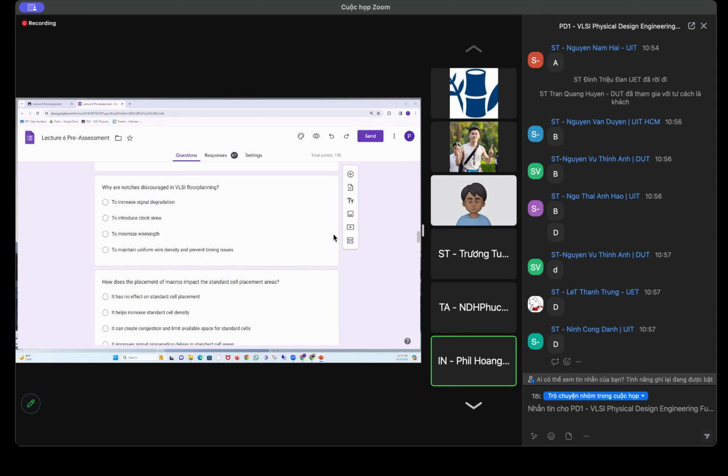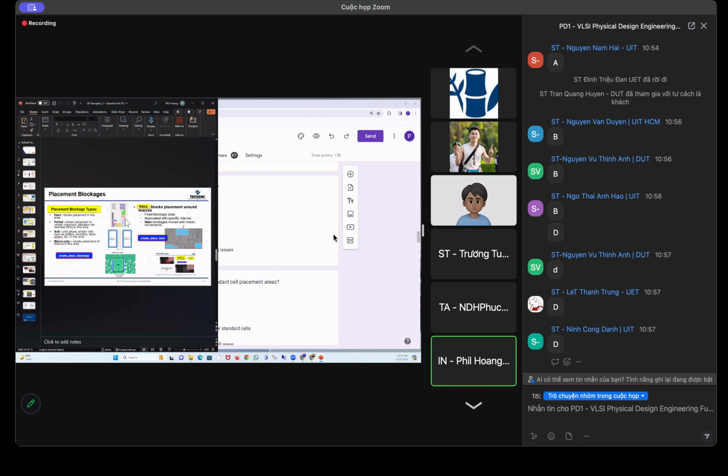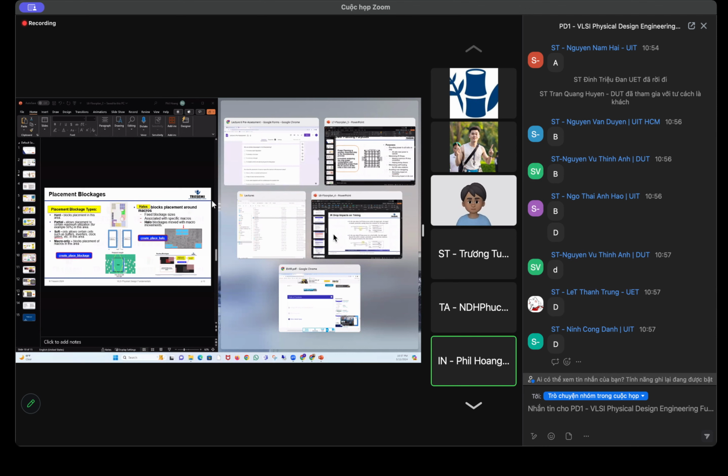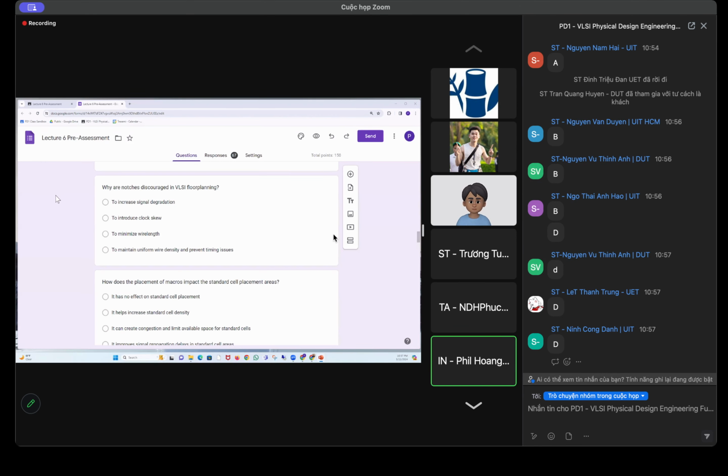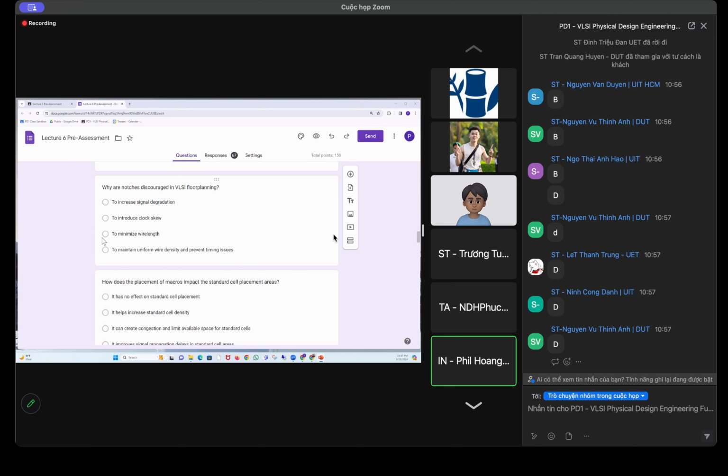Why are notches discouraged in VLSI floor planning? So notches are these, right? Notches. The options: to increase signal degradation, to introduce clock skews, to minimize wire length, to maintain uniform wire density and prevent timing issues. Yep, wire density, right? Uniform wire density and prevent timing issues.